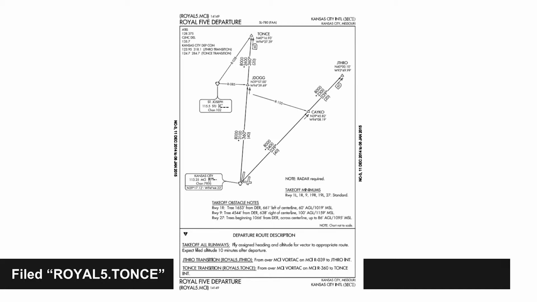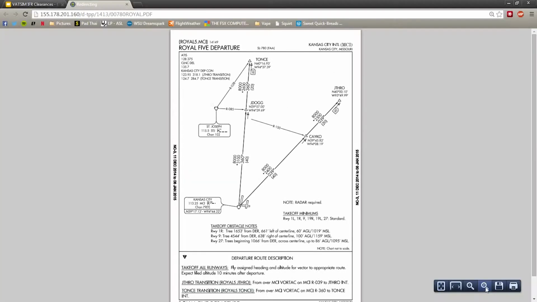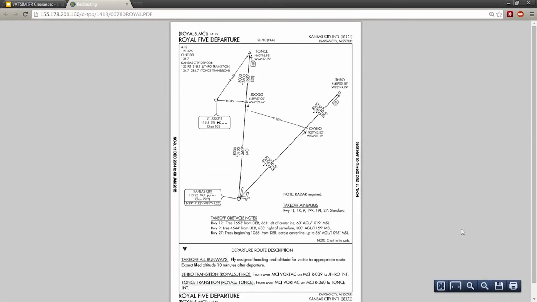So preparation's half the battle, as they say, and this is especially so with flying. So as part of preflight, let's look at the chart for the SID that we filed today, which is the Royal 5. This is the graphical depiction of the route that we're flying, departing from Kansas City and then arriving at Taunts up at the north here, you can see, and that'll get us out of the Kansas City area and on our way to Minneapolis. There's a lot of information here on this chart, and if you're not familiar, I recommend you watch my video or other videos about reading these charts so you can fully use them.